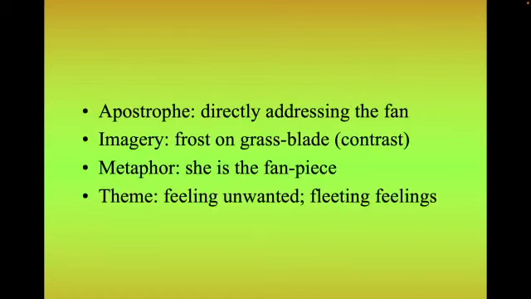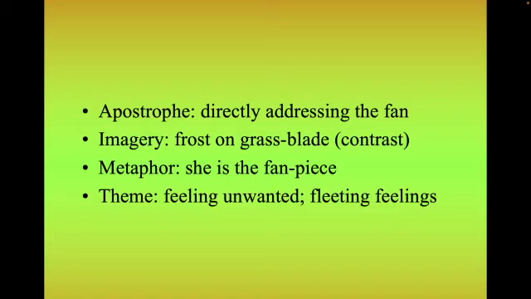So some of the figures of speech that we see being used in his Imagist poem are usual ones that we see being used with others like T.S. Eliot, Amy Lowell, Wallace Stevens, E.E. Cummings. We see things such as the apostrophe being used, where we're directly addressing the person that is reading or hearing the poem. It is an Imagist poem, so you'll see lots of imagery. For example, the contrasting of frost on a grass blade. Grass blade shows the sense of life and the sense of warmth, but you have frost, the sense of it dying on top of it. You have a metaphor in this short poem: she is the fan piece.